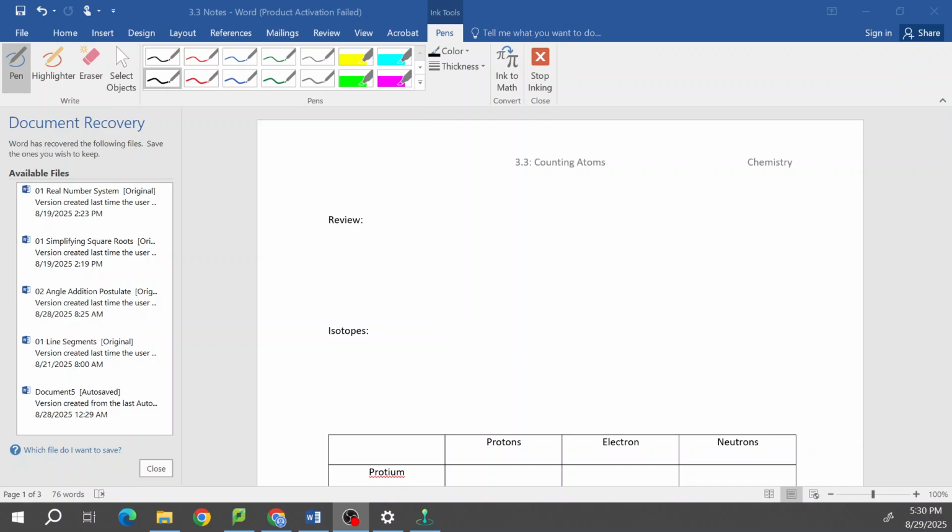All right, so we are on chapter 3-3, which is all about counting atoms. I wanted to start with a quick review.